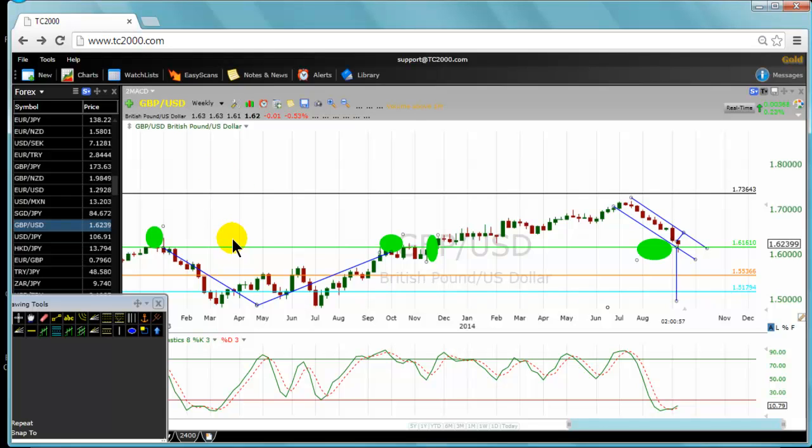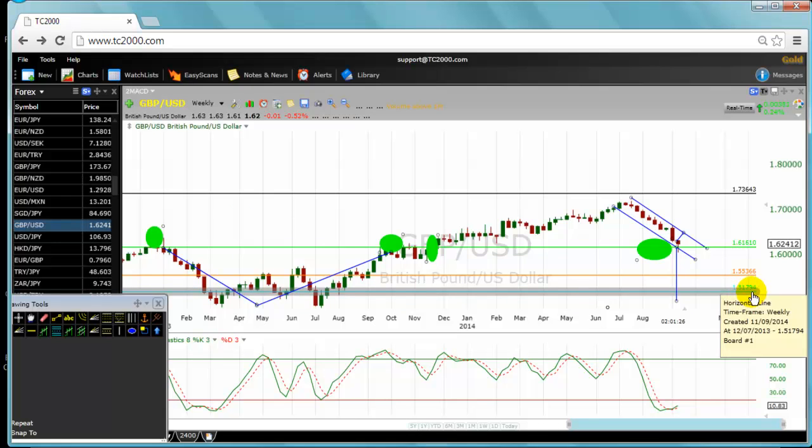So at this point in time, the market wants to sell the pound because of the referendum that is coming on the 18th of September. If they vote yes, the pound is likely to continue to go down, but we must watch the level of 155.36. If the level of 155.36 fails, there's a high chance it may go to 151.79, but I doubt that it will continue to go all the way to 151.79.